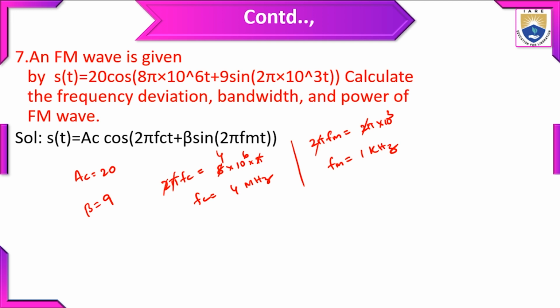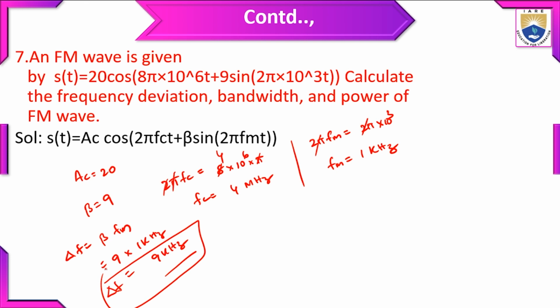Now we are going to calculate the frequency deviation. Delta F is equal to beta FM. Why? Because beta is equal to delta F by FM. So here we know two parameter values, beta value is 9 and FM is 1 kilo. So 9 kilohertz is the delta F. So this is the frequency deviation.